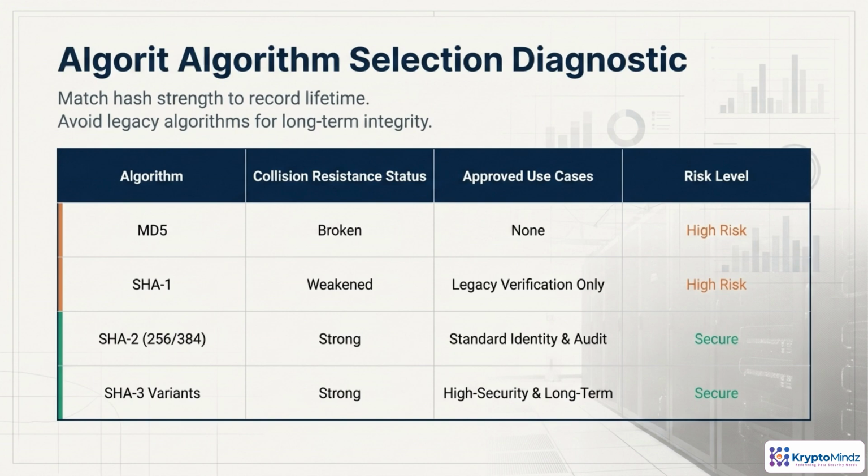Choosing a hash algorithm is really choosing how long your integrity guarantees should remain believable. MD5 is completely broken for collisions, and SHA1 is effectively broken. Treat both as high risk and never use them for new identity or audit data. For current systems, SHA256 or SHA-384 are the practical baseline. If you need very long-term integrity or are designing high-assurance trust anchors, start planning around SHA-3 variants and be ready to rotate as standards evolve.